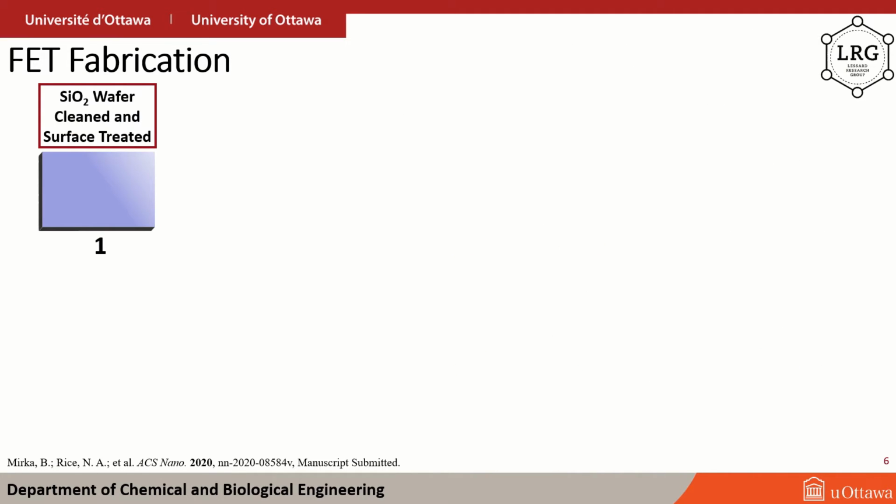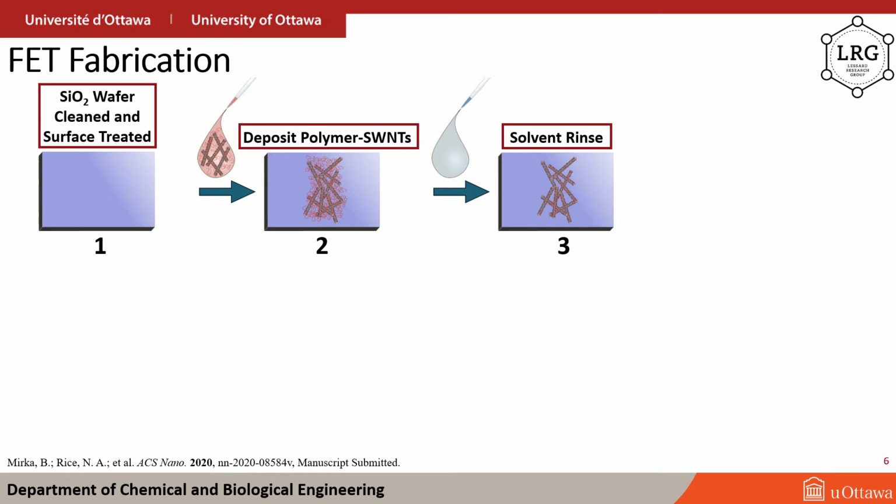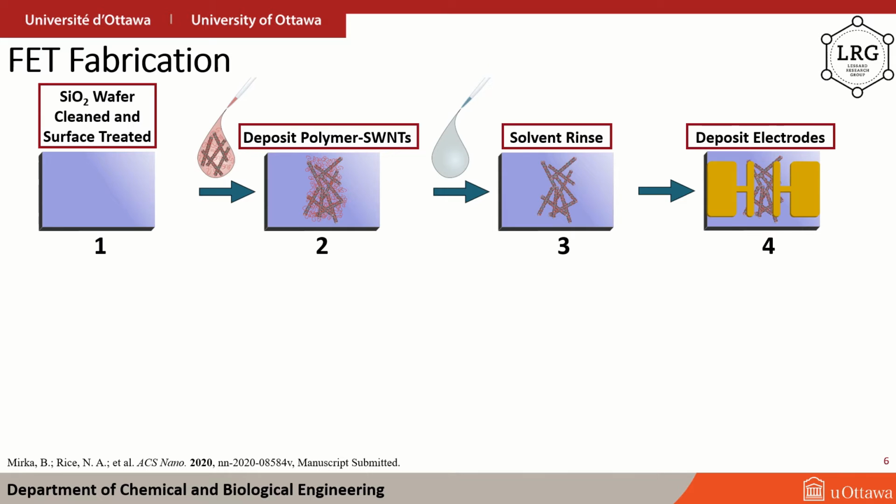We'll go over the procedure we use to fabricate field effect transistors. We begin with a cleaned and surface-treated wafer with a doped silicon gate and a 300 nanometer SiO2 dielectric. And then we drop cast our carbon nanotube dispersion onto the surface and allow the film to dry. Next, we rinse the wafer with solvent to remove any excess polymer and debris from the film. We argue that a simple solvent rinse is sufficient to remove the excess polymer after the film has formed, and that filtering out the excess polymer is superfluous.